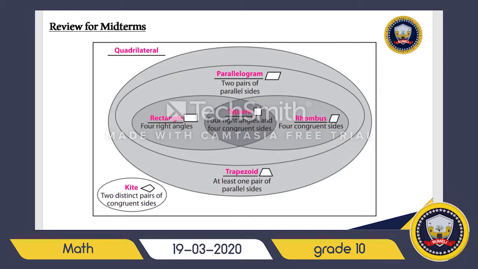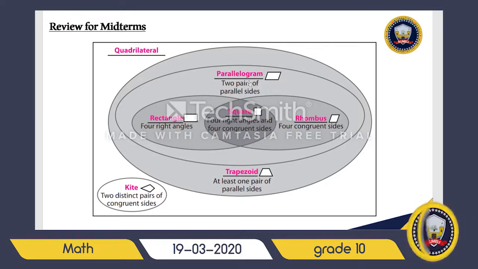Remember, this is a summary for the shapes that we have studied so far. We have a big family that we call quadrilaterals, that are the shapes that have 4 sides. We have a subgroup here that's called parallelograms, that are quadrilaterals that have opposite sides congruent, 2 pairs of parallel sides.